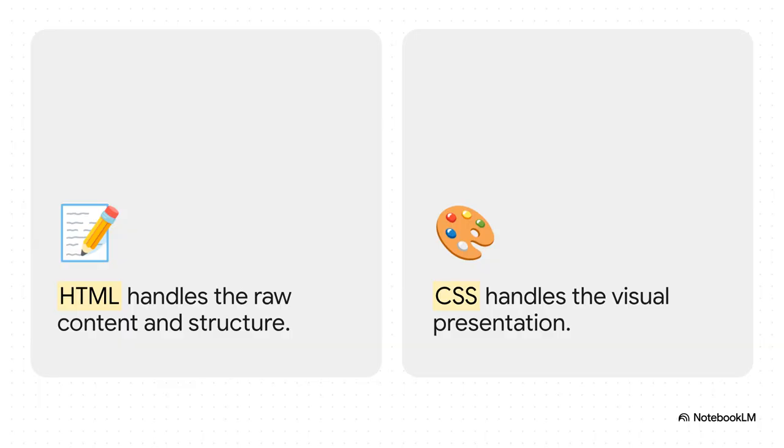This division of labor is totally crucial. Think of it like building a house. The HTML strictly handles the raw structural blueprint, the walls and the foundation. Meanwhile, CSS is dedicated entirely to the visual presentation, the paint, the furniture, all the aesthetic choices. Keeping this strict boundary keeps our codebase highly organized, completely prevents code bloat, and honestly makes version control vastly easier to manage down the road.